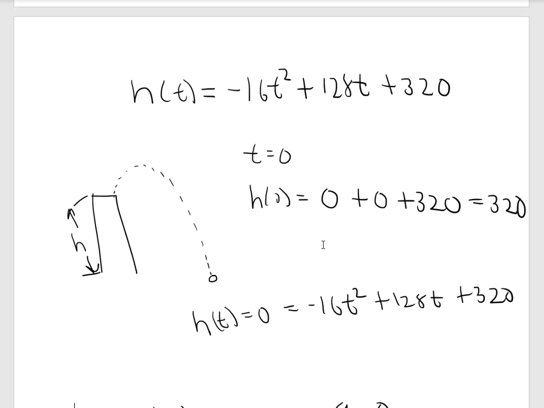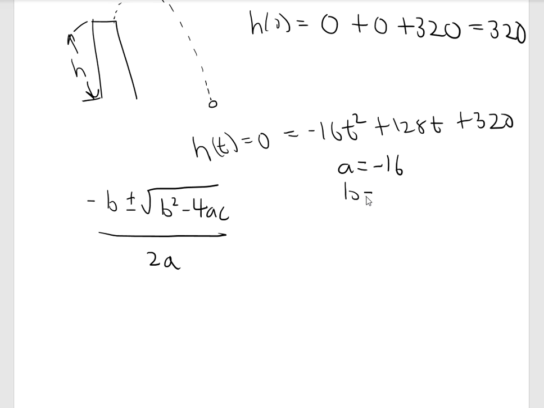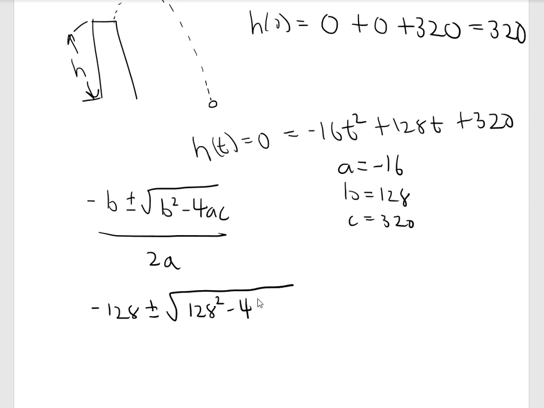So I have to solve this equation, and I'm going to have to use the quadratic rule in order to do this. Okay? So remember, the quadratic rule is minus b plus or minus the square root of b squared minus 4 times a times c over 2a. And here a is minus 16, b is 128, c is 320. So this becomes negative 128 plus or minus the square root of 128 squared minus 4 times minus 16 times 320, divided by 2 times negative 16.